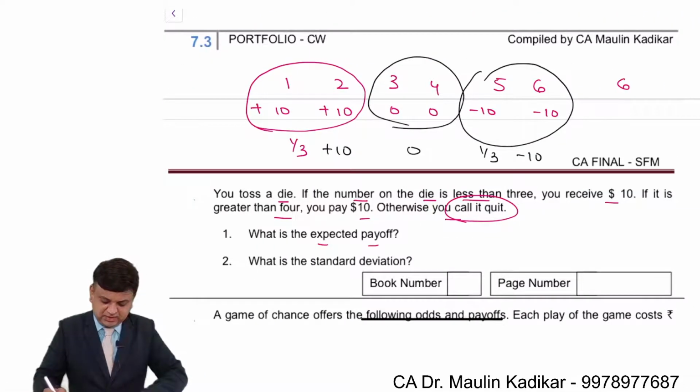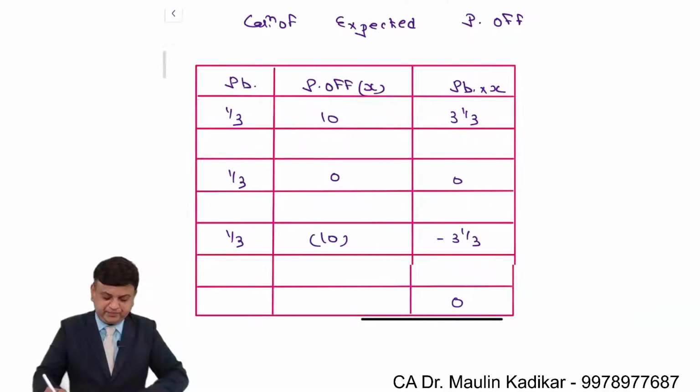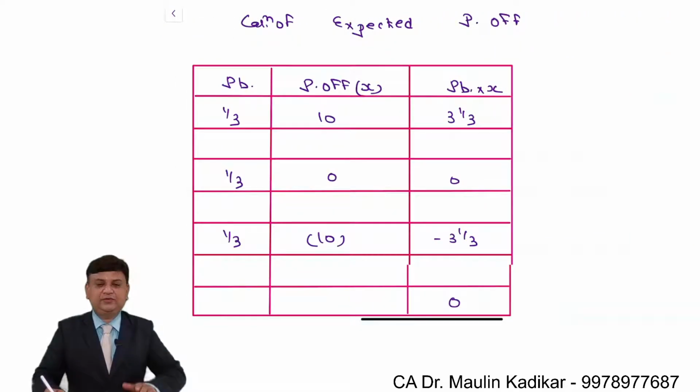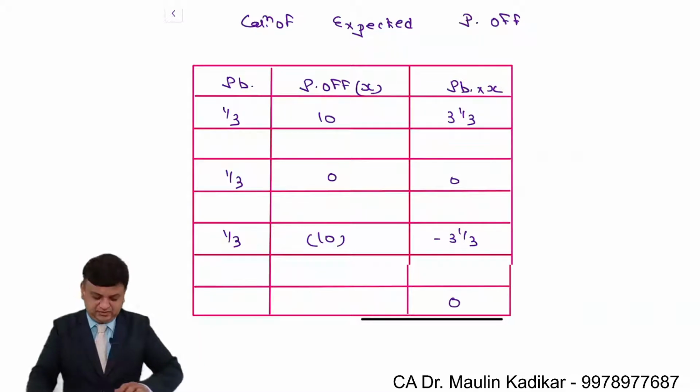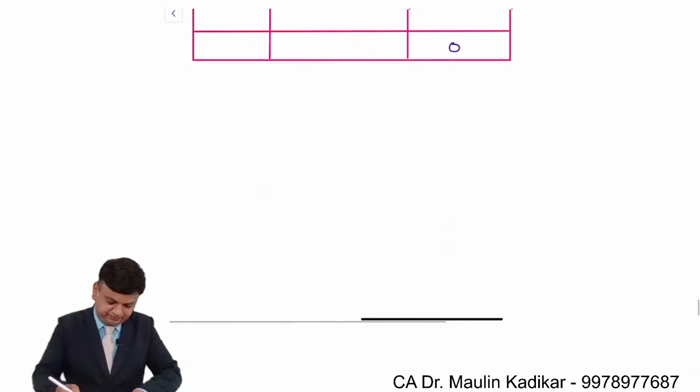Next, the question says, what is the standard deviation? That is what we are required to find. So how can we make the calculation of standard deviation? It is x minus x bar, then x minus x bar whole square into probability, summation of that is variance, and under root of the same is standard deviation. That is the way we are required to make the computation of the standard deviation. So write an answer.